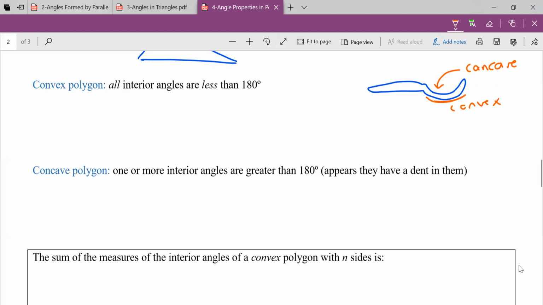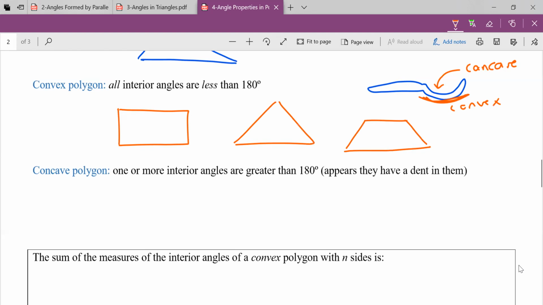Same idea here with polygons. A convex polygon is something like this, meaning that if I were to pour milk on it, I wouldn't catch anything, just like on my soup spoon. So if I poured water on top of this rectangle, or this triangle, or this parallelogram, I wouldn't catch any of my milk. So it's convex. The proper definition of that is that all interior angles will be less than 180.